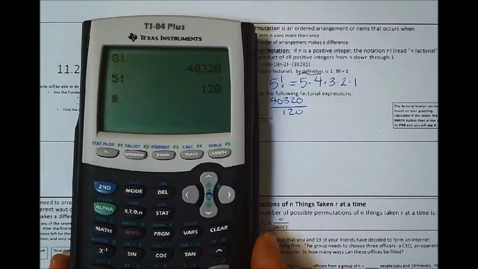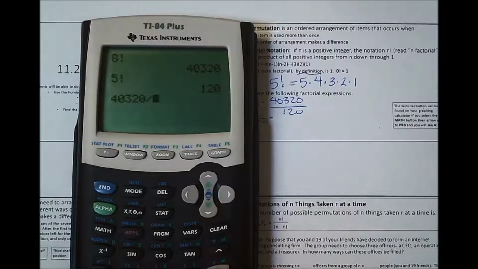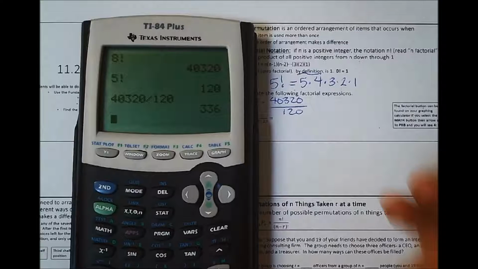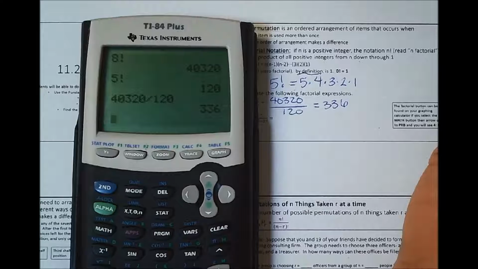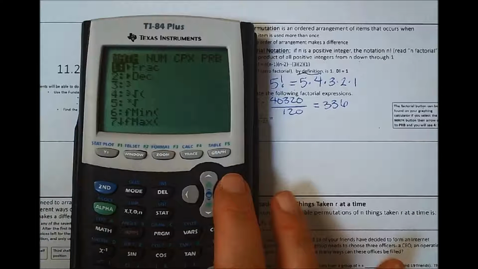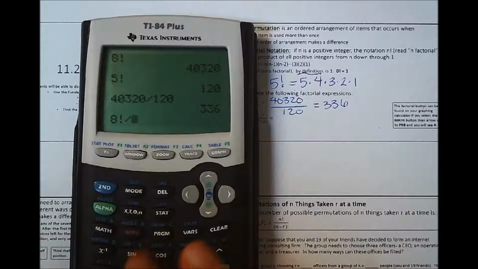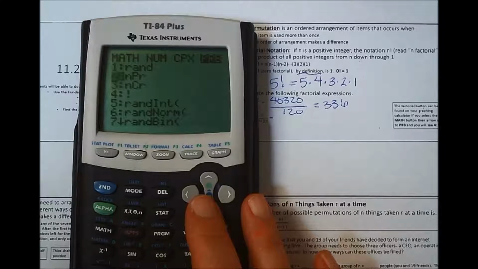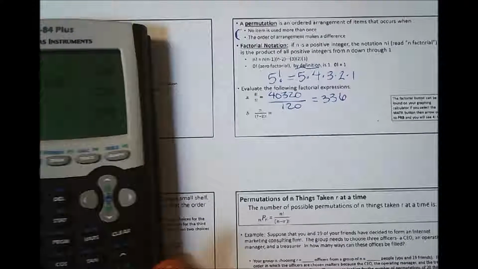Okay, so then we can either go 40320 divided by 120 and get 336. But you should know you could have done it all in one step. So 8 math factorial divided by 5 math factorial. Okay?